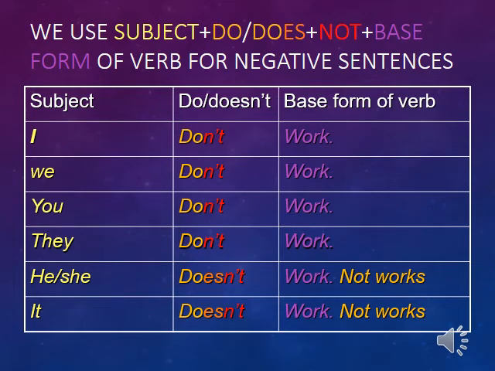As a conclusion, in order to form a negative sentence, we use with I, we, you, and they, do not, or the contraction form don't, along with the base form of the verb work, which means that we don't add s, es, or ies to the verb. Whereas for the third person singular, he, she, and it, we use does not or the contraction form doesn't, along with the base form of the verb. So we say work, but we don't say works.